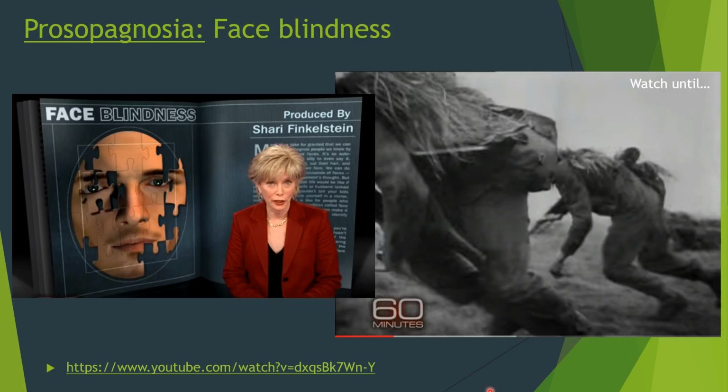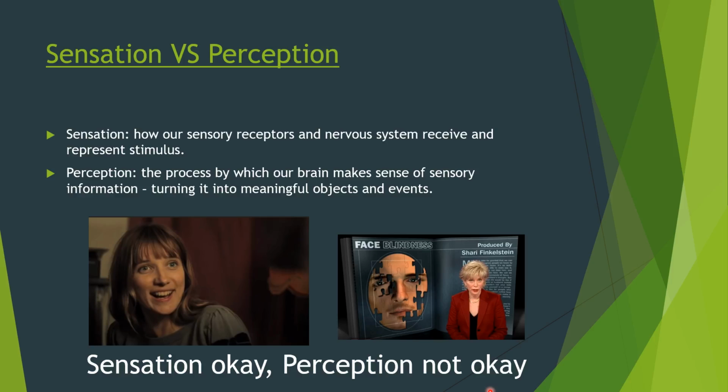3, 2, 1. Okay, so both of these examples show you how our own minds play such a huge part in our ability to perceive and understand information. The reason we've presented them here is because sensation and perception are totally different ideas.